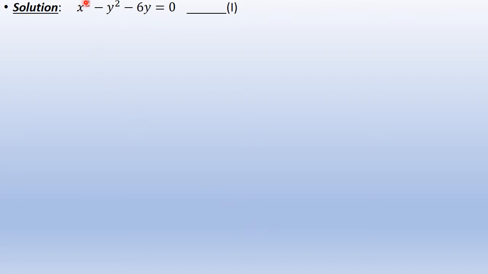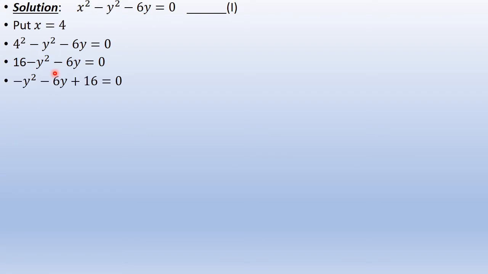The given equation is x squared minus y squared minus 6y equals 0. First of all, we are going to find the y coordinates of the points at which the tangent lines are to be evaluated. For that, we put x equals 4 in this equation. As a result, I get 4 squared minus y squared minus 6y equals 0. I'm going to simplify it, adjust it a little, and then take a negative sign common and factorize it.